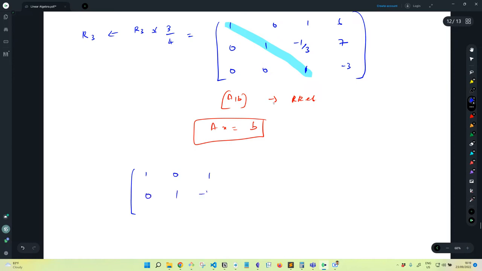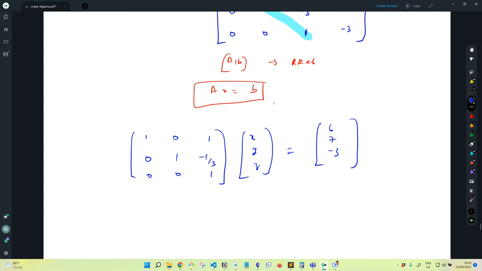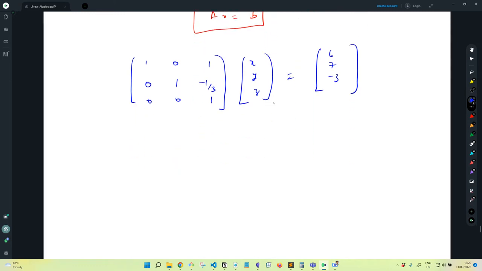So 1 0 1, this will be A. I'm writing A: 0 1 minus 1 by 3, 0 0 1, times the vector x y z, equals 6, 7, minus 3. Now once you put this in matrix format, we can right away read the solution. What I'm going to discuss now in obtaining the solution is called back substitution.